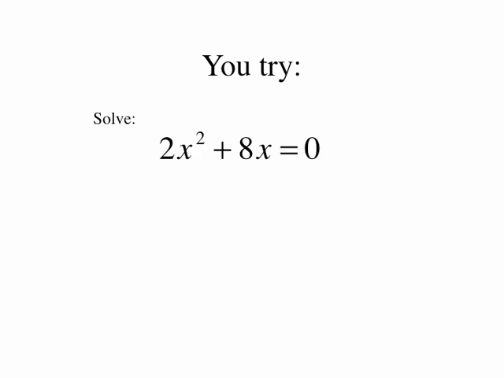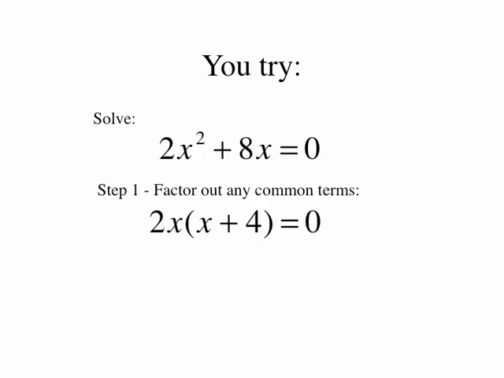So, if I gave you a problem like this, 2x squared plus 8x equals 0, how could we find the solutions to this? Well, the first thing we would need to do is to factor out any common factors between these two terms. I notice that both terms have 2 as a factor and both terms have x as a factor. So when I factor out 2x, I get 2 times x times the quantity x plus 4 equals 0.